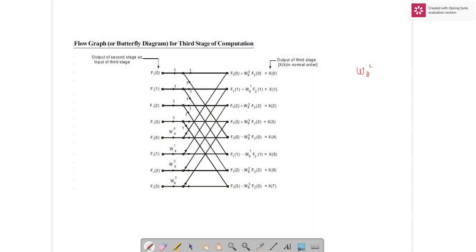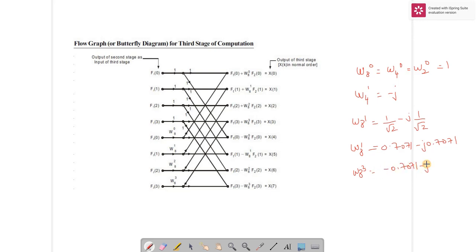So w8 power 0, w4 power 0, and w2 power 0 always will be 1. w4 power 1 is minus j. w8 power 1 is 1 by root 2 minus j 1 by root 2, that is 0.7071 minus j 0.7071. w8 power 3 is minus 0.7071 minus j 0.7071, and w8 power 2 is minus j.